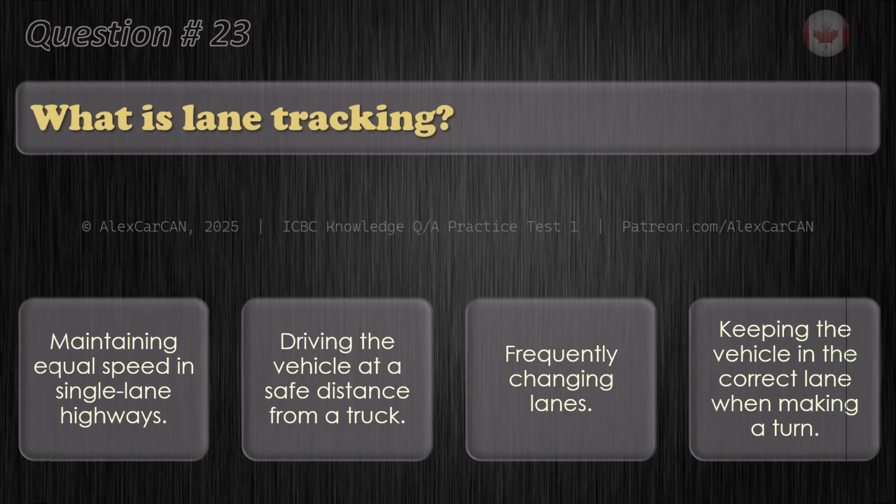Question number 23. What is lane tracking? Maintaining equal speed in single-lane highways. Driving the vehicle at a safe distance from a truck. Frequently changing lanes. Keeping the vehicle in the correct lane when making a turn. The correct answer is keeping the vehicle in the correct lane when making a turn.